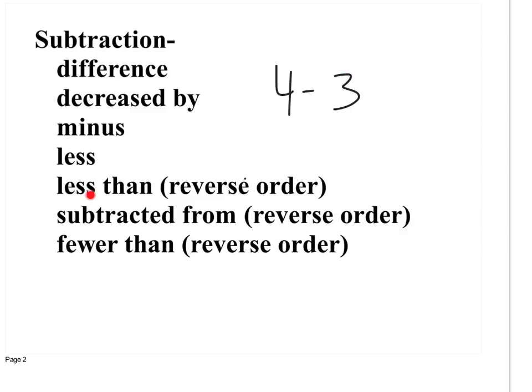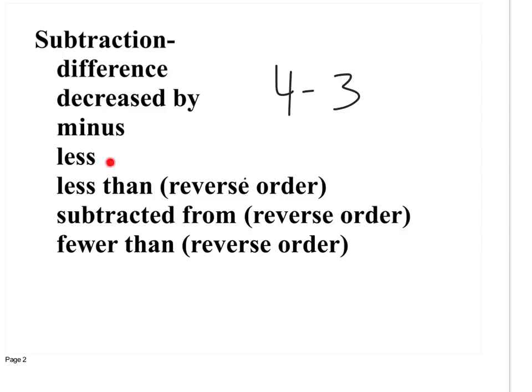Okay. Same thing as subtracted from. 3 is subtracted from 4. I have to switch the order there. Even though I read 3 before 4, 3 comes after. Same thing with fewer than. For subtraction, these are the most common because you have to switch it up.